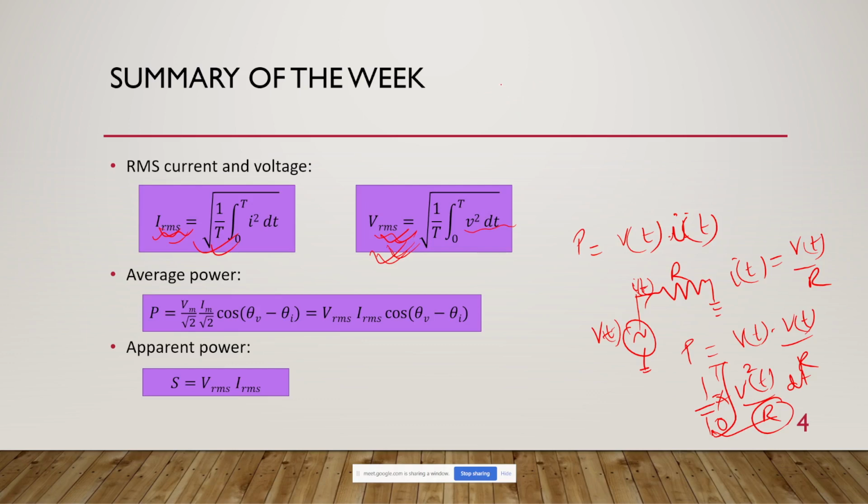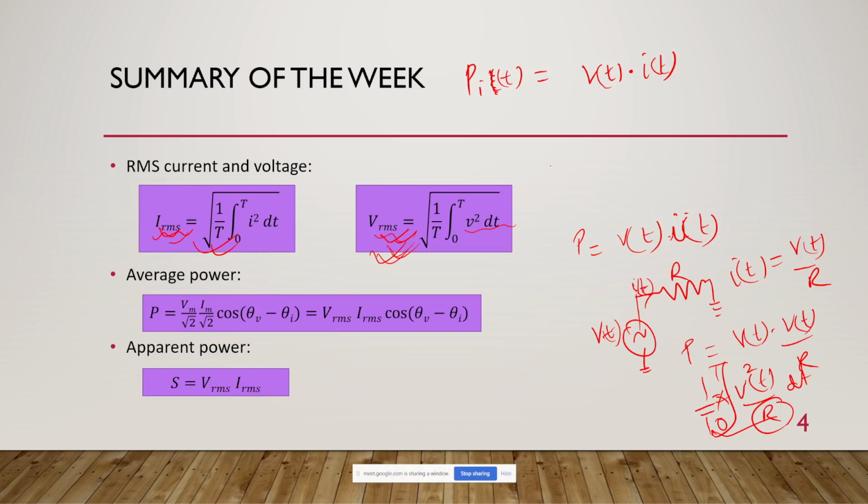So, when you say instantaneous power, suppose I represent instantaneous power by p(t), and there is a time dependence here. So, notice, what is p(t)? It is defined as voltage times current. This is what is meant by instantaneous power.